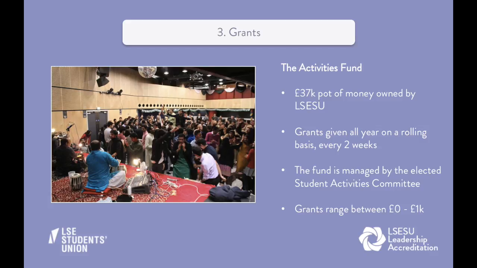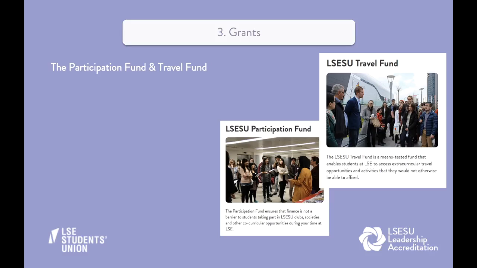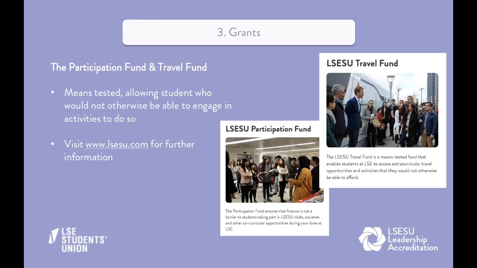The application procedure for this is somewhat different to the Annual Fund, in that grants are given by the Activities Fund all year round. The fund is managed by an activities committee made up of elected students who meet every 2 weeks during term time, and grants are generally between £0 and £1,000. The Travel Fund and the Participation Fund are two pots of money that are both means tested, so they allow students who otherwise wouldn't be able to participate in activities the chance to do so. More information on all of these sources of funding is available on the SU website in the Committee Hub.